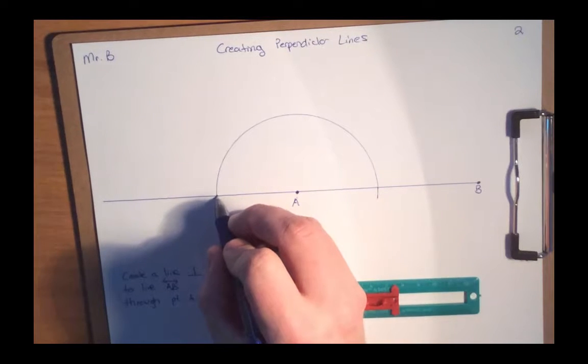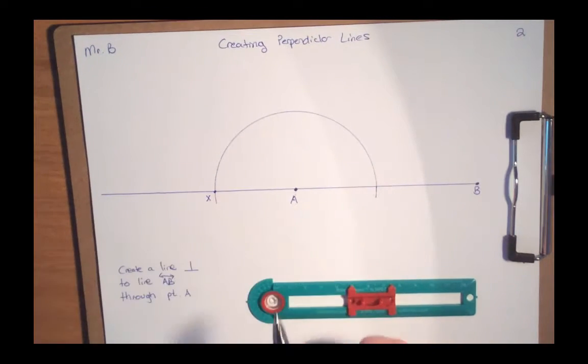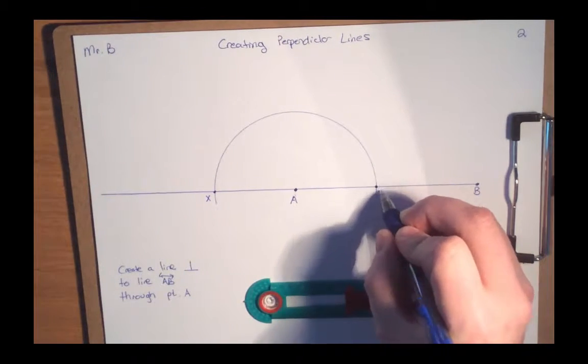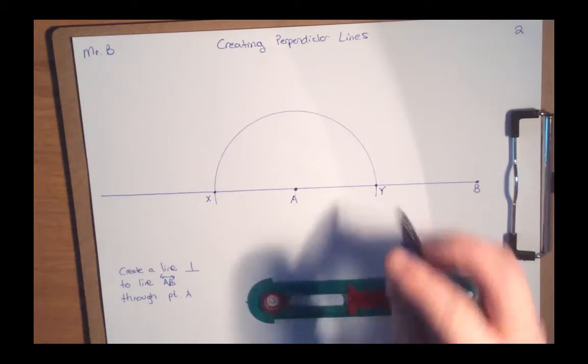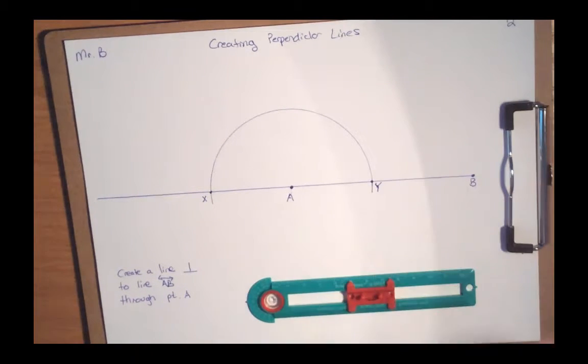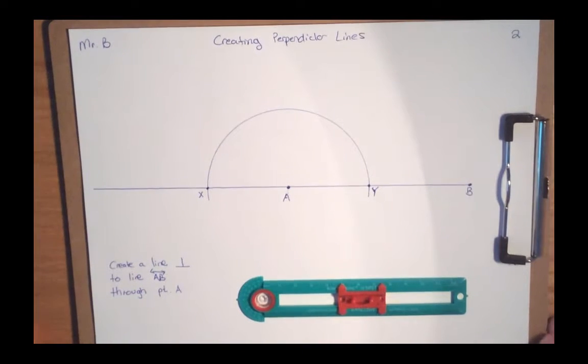I created a point here, and I'm going to call that point X. And because there's an intersection here, I've created a point. I'm going to call that point Y. And X and Y are the next 2 areas I'm going to work with.